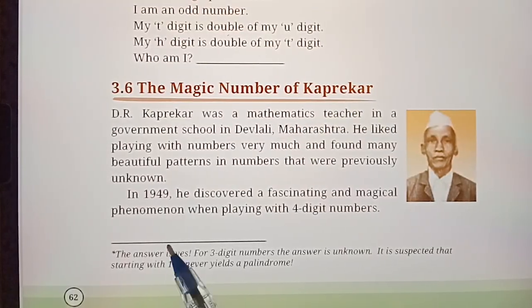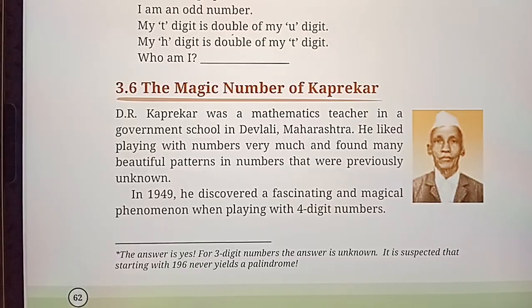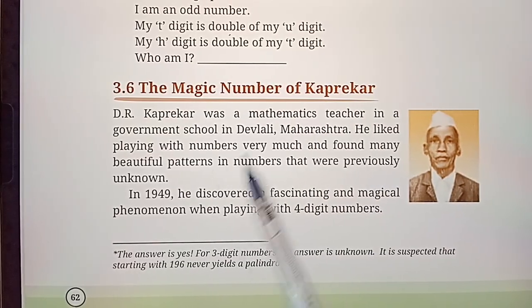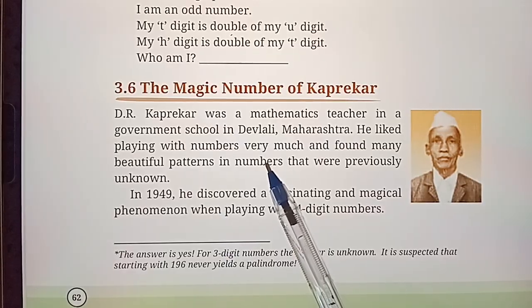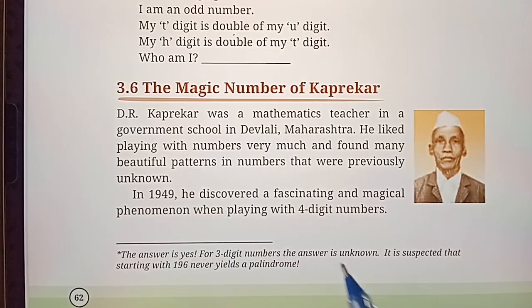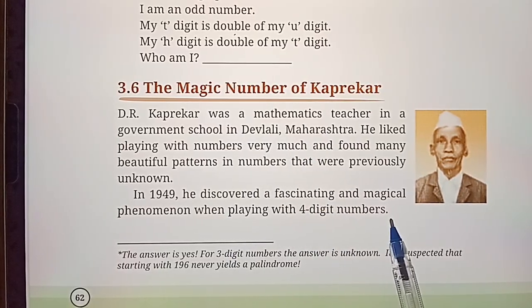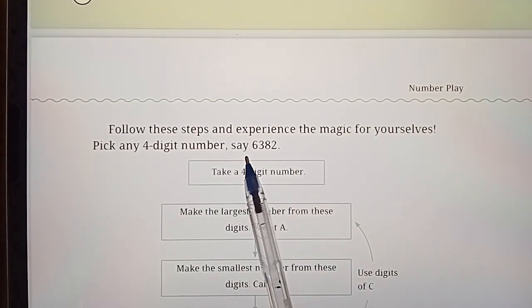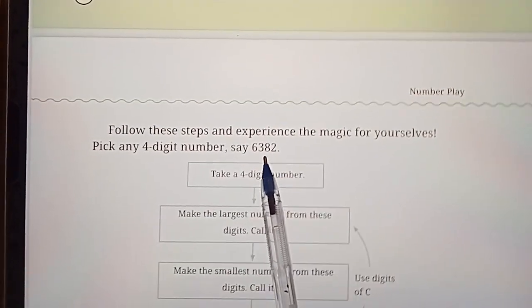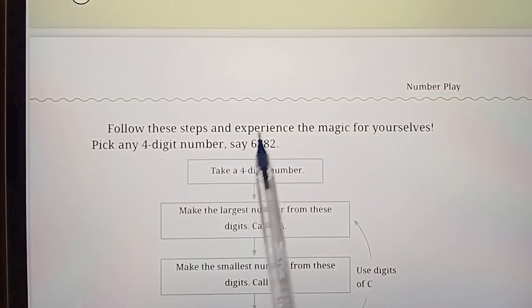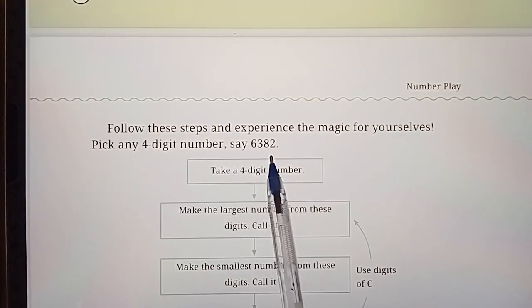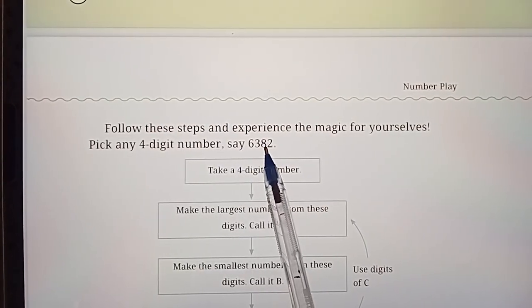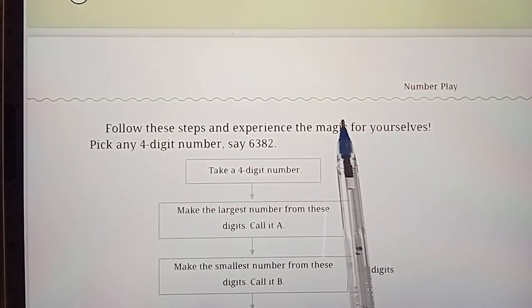The next topic is the magic number of Kaprekar. Dr. Kaprekar was a mathematics teacher in a government school. One day while he was looking at numbers, he found a playful pattern with 4-digit numbers. What he did was he took a 4-digit number. For example, let's take the number 6382. Now what you do with 6382 is you make the biggest number you can make from it. So the biggest number is 8632. That's the biggest number.